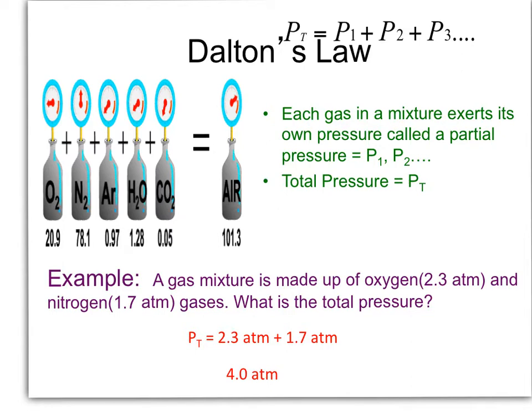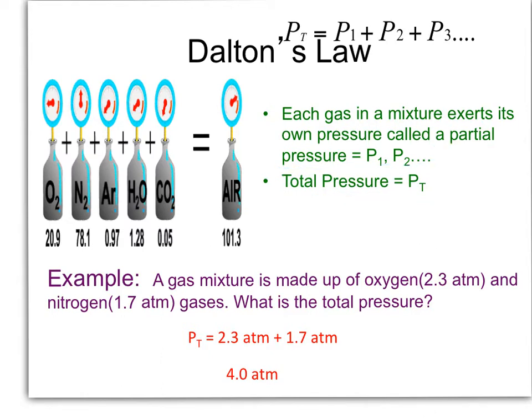The PT stands for total pressure of the gaseous mixture. And the P1, P2, and so forth are the partial pressures of the individual gases. Every gas exerts its own pressure, whether it's by itself or if put into a mixture. That partial pressure always stays the same because it's based on the number of particles of that particular gas.